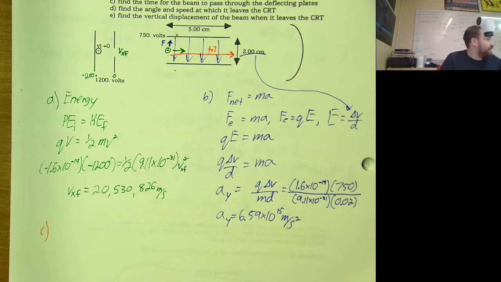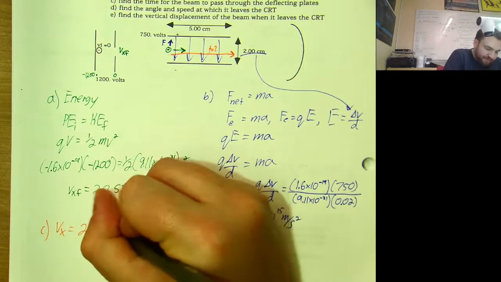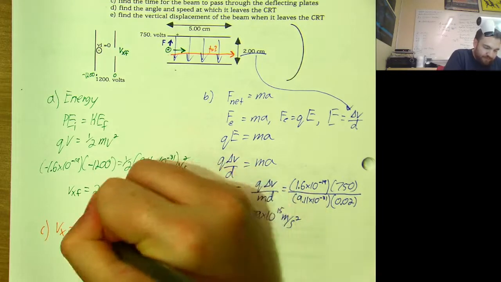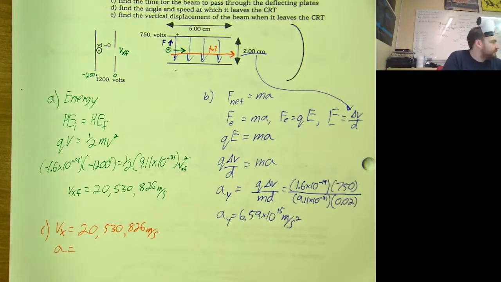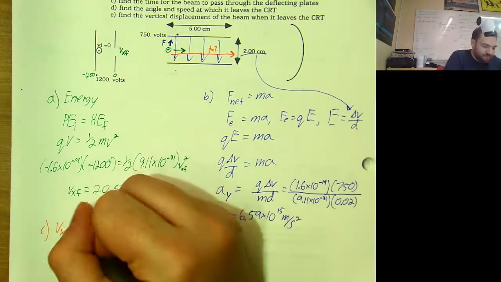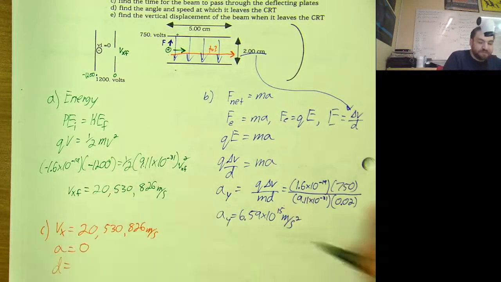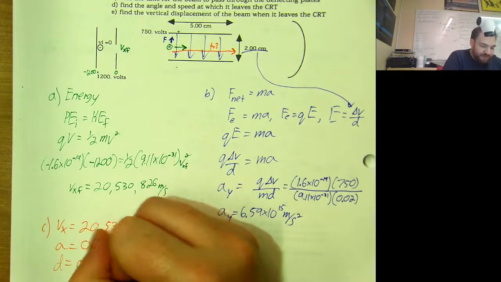It's going to use kinematics to find it, but what determines how long it's in there? Yeah, the horizontal speed, which we found already. Vx is 20,530,826 meters per second. Acceleration horizontally, 0. The distance this thing is traveling horizontally is 5 centimeters, so 0.05 meters.